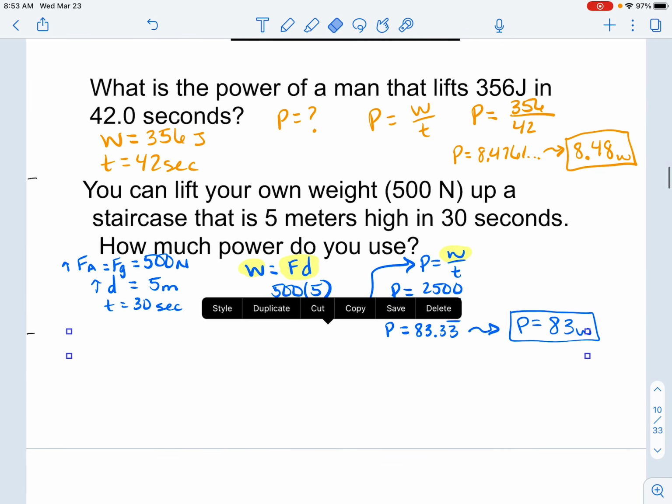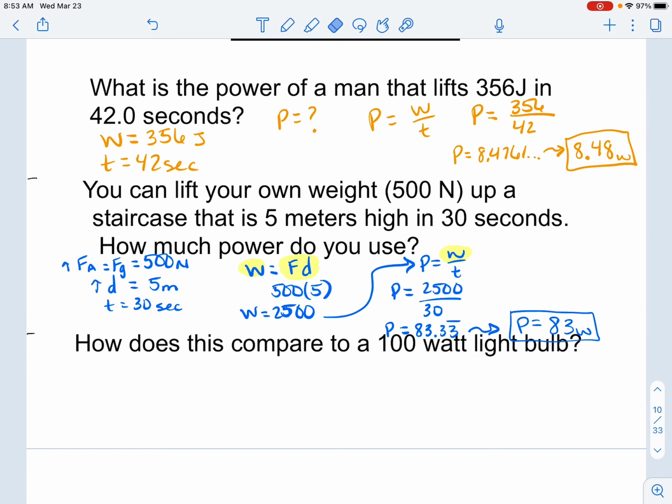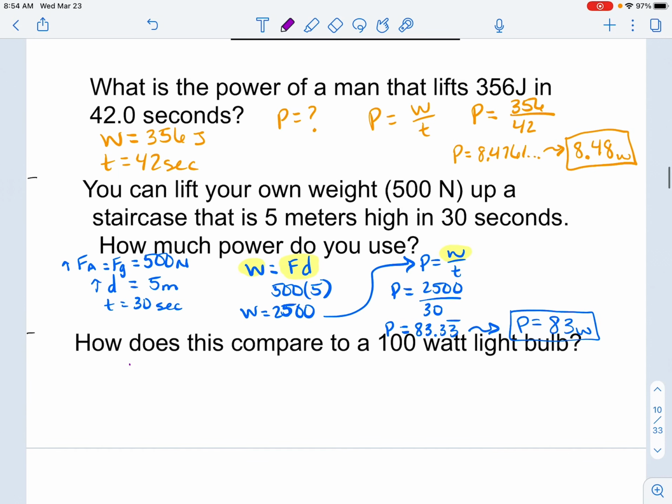Okay? All right. I believe we have one last question here. How does this compare to a 100-watt light bulb? So this is a pretty specific question, but I'm asking this question because you might see something like this in the future. Here's what I need you to understand. If you have a power rating of 83 watts and the light bulb has a power rating of 100 watts, then in general, I need you to know that the light bulb is more powerful than you. That's what I need you to know.